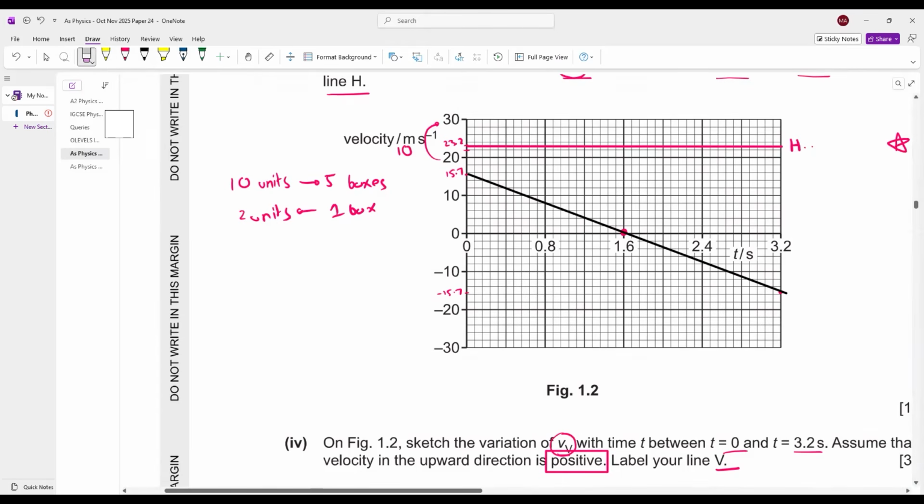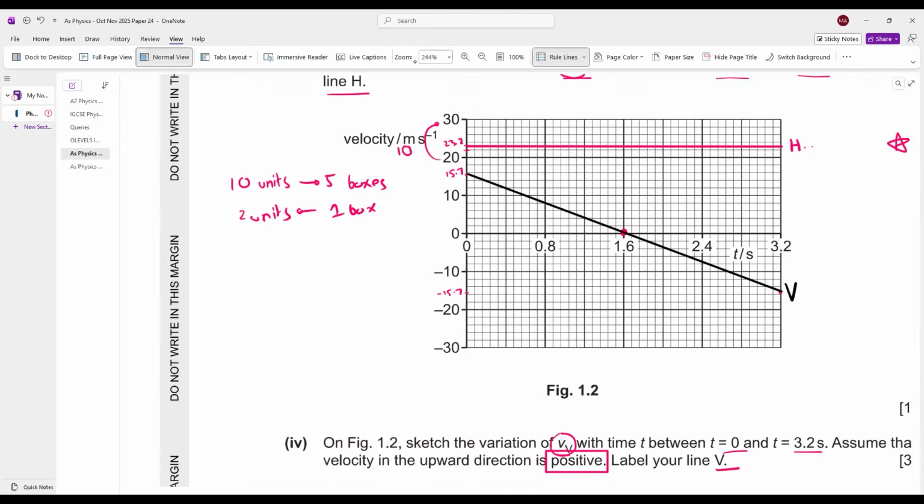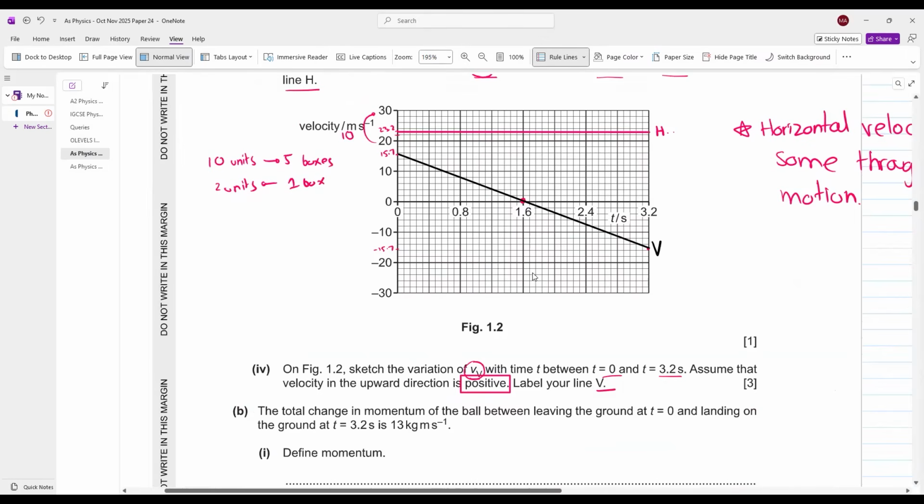बेटा हमने क्या किया? कैन यू रियलाइज? हमने मार्क किया अपवर्ड वेलोसिटी एज पॉजिटिव 15.7. The vertical velocity becomes 0 at maximum height of 1.6, and the vertical velocity is negative 15.7 at 3.2 seconds. Simple. You draw a line like this.